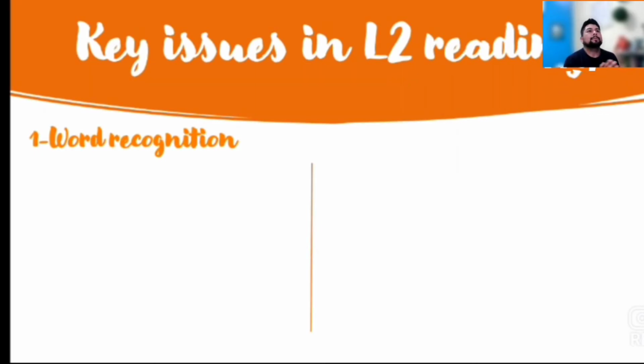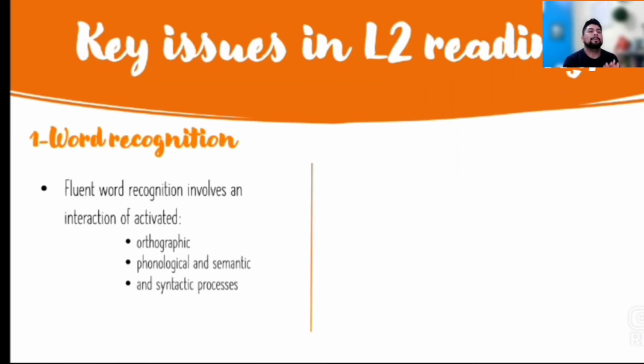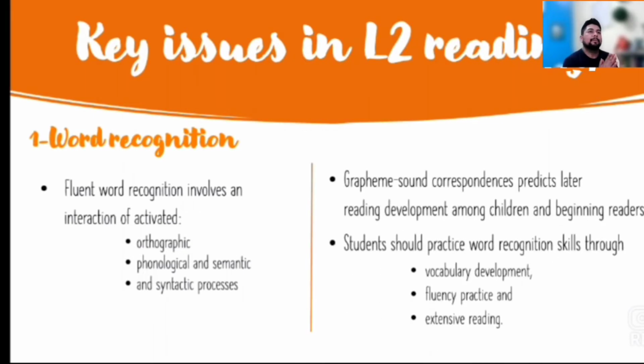Word recognition is a process in which students learn to identify words and word parts. Fluent word recognition involves an interaction of activated orthographic, phonological, and semantic-syntactic processes. Extensive research has demonstrated that training in phonological awareness and grapheme-sound correspondences predicts later reading development among children and beginner readers. The automatization of these grapheme-sound relations is the foundation of all reading.